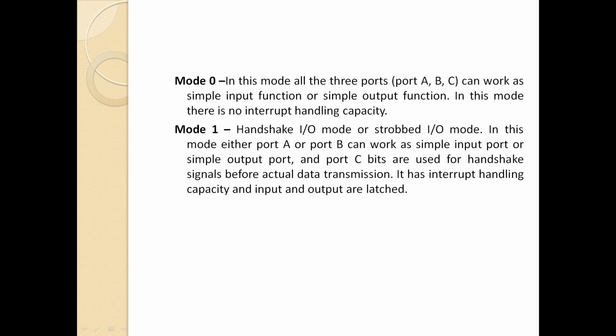In mode 1, handshake input output mode. This is also called handshake input output mode or strobed input output mode. In this mode, either port A or port B can work as a simple input port or output port, and port C is used for handshake signals before actual data transmission. It has interrupt handling capacity and input output are latched.